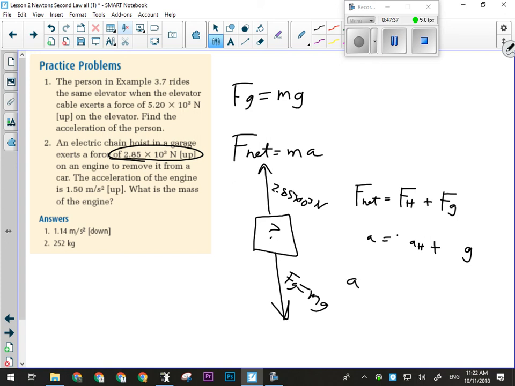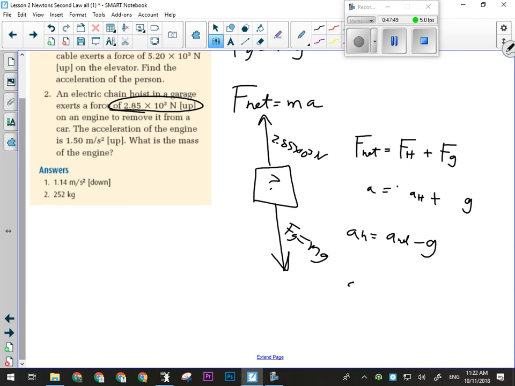So A_H is going to be A net minus gravity. Now, that gravity is going to have to be negative, so it's actually going to be minus negative 9.81 here. So the acceleration of the hoist is 1.5 meters per second squared up minus negative 9.81 meters per second squared. This should sort of make sense. The acceleration of the hoist has got to be bigger than gravity. Otherwise, it's not lifting anything.